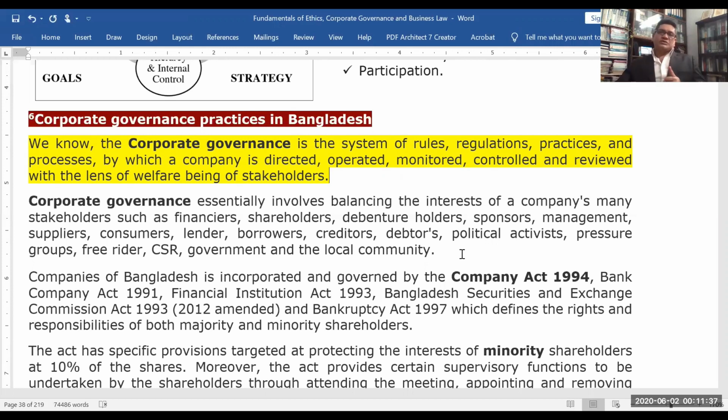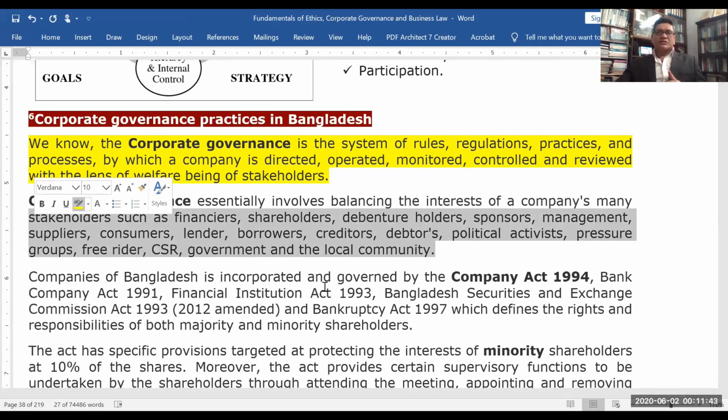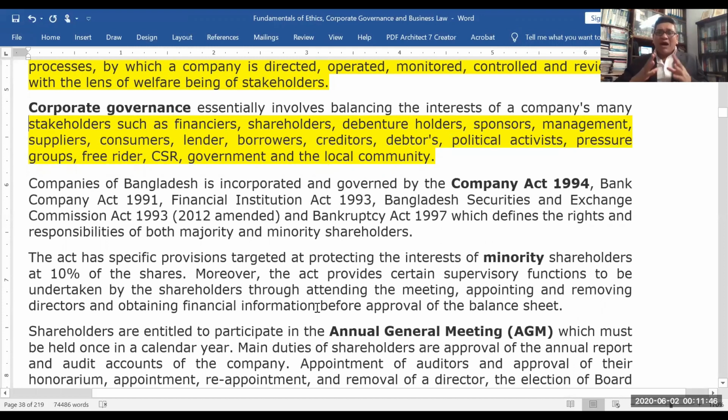the local community. So there are a lot of stakeholders of an organization. Companies in Bangladesh are incorporated and governed by the Companies Act 1994. It is our mother law. Also the Bank Companies Act 1991, the Financial Institutions Act 1993, the Bangladesh Securities and Exchange Commission Act 1993, which was also amended in 2012, and then the Bankruptcy Act 1997, which defines the rights and responsibilities of both majority and minority stakeholders.